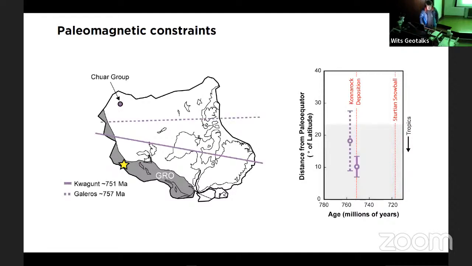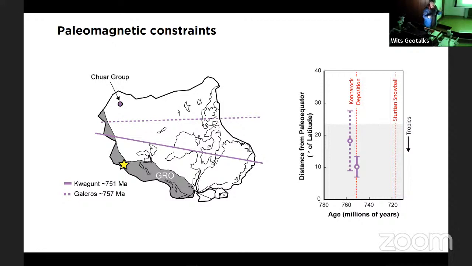And what's great is that there's a big sequence of sedimentary rocks that are preserved in the Grand Canyon in the Western United States that people have done paleomagnetic studies on that allows us to constrain where North America was at the time. And basically those two purple lines that cross North America, that's where we think the equator was. It's two estimates for where we think the equator was at around 755 and 750 Ma. So we can see that the Chuar Group formation was pretty close to the equator at this time, right?